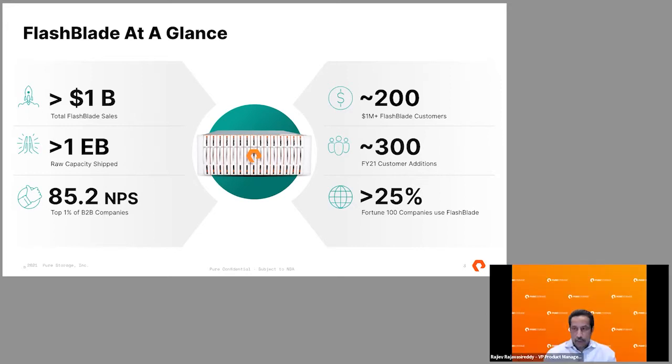Thank you, Matt. I just wanted to point out, I think Matt already mentioned this, that the approximately 200 customers you see here are customers who've bought more than $1 million worth of FlashBlades. We have a lot more customers than 200, just as an FYI. In FY21, which is for the most part calendar year 2020, we added 300 customers. So you could basically guess at the scale.